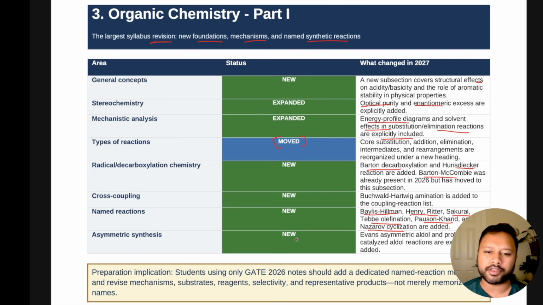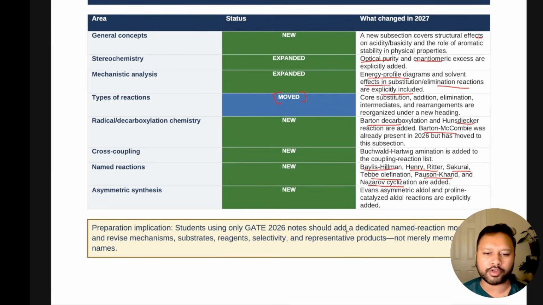Asymmetric synthesis, new things are added. For example, Evans asymmetric aldol and proline catalyzed aldol reaction are added in this topic. Those who are using GATE 2026 notes, don't worry about it. Some name reactions are mentioned now. You might already be preparing these things, but some name reactions have been removed from the topics of reagents or substrates, and they have been reshuffled. But when you're preparing for an exam, you will not be preparing topic wise, right? You will be preparing all in whole. So in that case, you will of course be preparing all these things.